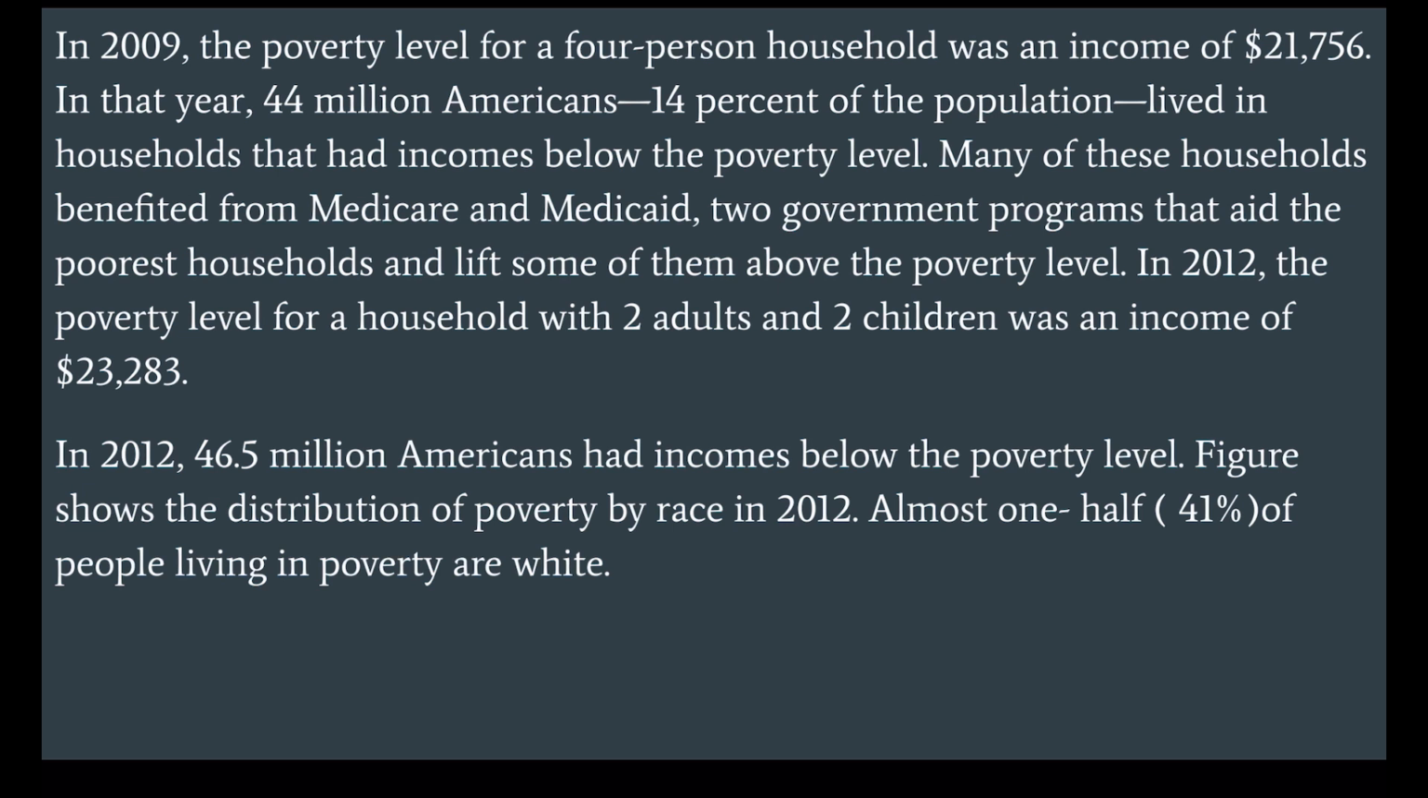In 2012, the poverty level for a household with two adults and two children was an income of $23,283. In 2012, 46.5 million Americans had incomes below the poverty level. The figure shows the distribution of poverty by race in 2012. Almost one half, 41%, of people living in poverty are white.